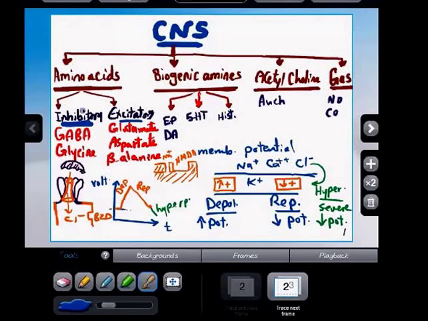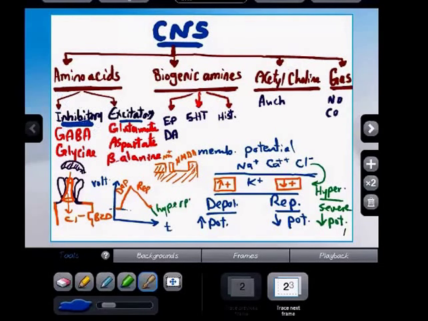Inhibitory amino acid neurotransmitters are like GABA, gamma amino butyric acid, and glycine. These are the inhibitory neurotransmitters. And the excitatory neurotransmitters are like glutamate, aspartate, and beta-alanine.